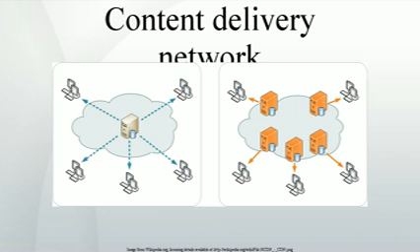A content delivery network or content distribution network is a large distributed system of servers deployed in multiple data centers across the Internet. The goal of a CDN is to serve content to end users with high availability and high performance. CDNs serve a large fraction of the Internet content today, including web objects, downloadable objects, applications, live streaming media, on-demand streaming media, and social networks.